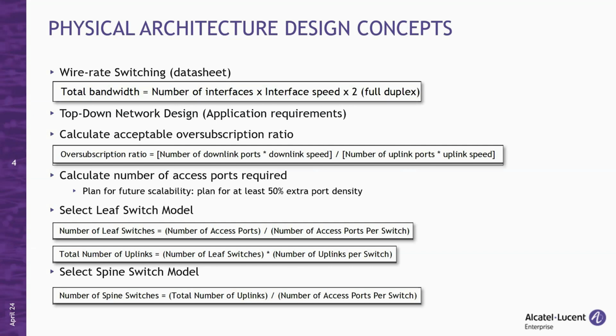Third, you need to calculate the number of access ports required. This is based on the number of physical servers that will be connected to the network. As mentioned previously, always plan for feature scalability. Then we will select the leaf switch model based on the port density requirements. We will calculate the number of leaf switches and the total number of uplinks. This can be calculated based on the above formula.